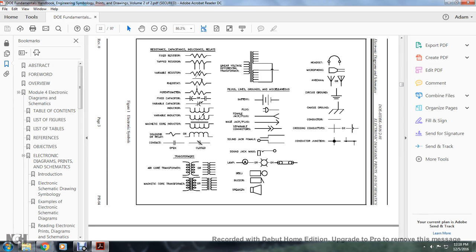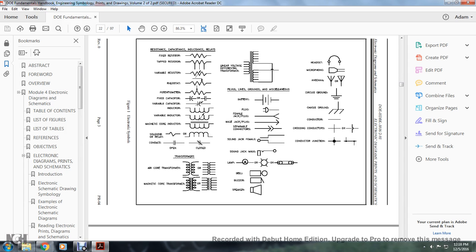The fixed capacitor is a flat line and a curved line, or a flat and an inverse flat line, parallel to each other. A variable capacitor is a flat and a curved line with an arrow across it. Inductors are a series of little humps, and variable inductors are little humps with an arrow through them. A magnetic core shows a hump with two lines going through it.